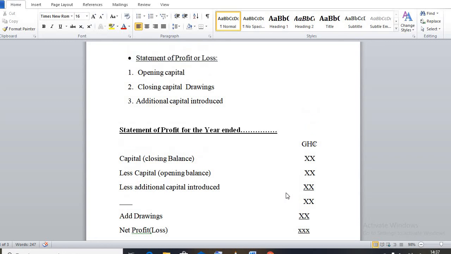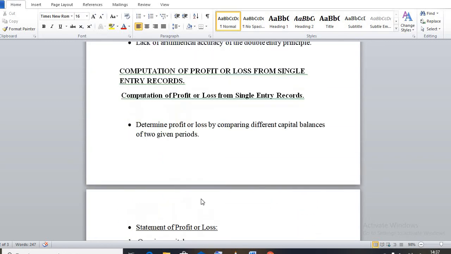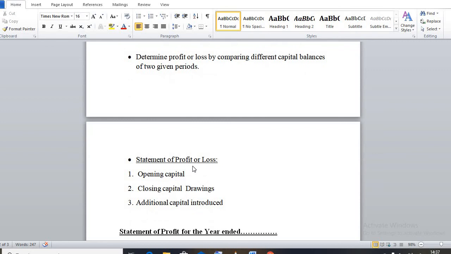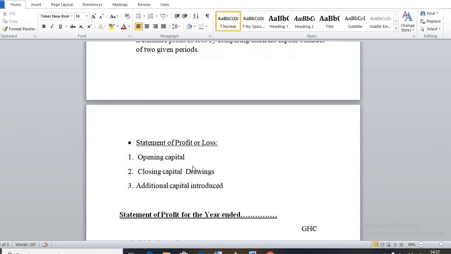Okay, so this is where I'll end the presentation on how to compute the profit or loss from single entry records. I said in order to do that, we have to compare the capital balances, the closing balance against the opening balance. So if the closing balance is more than the opening balance, it means we've made a profit. The other way around is true. If the beginning balance is more than the closing balance, it means we've made a loss.